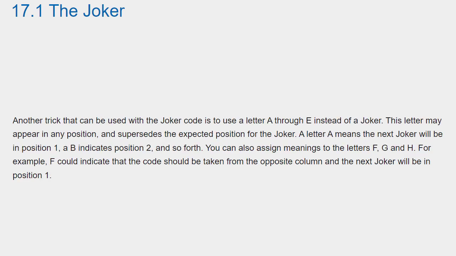Another trick that can be used with a joker code is to use a letter A through E instead of a joker. This letter may appear in any position and supersedes the expected position for the joker. A letter A means the next joker will be in position 1. A B indicates position 2, and so forth. You can also assign meanings to the letters F, G, and H. For example, F could indicate that the code should be taken from the opposite column, and the next joker will be in position 1.